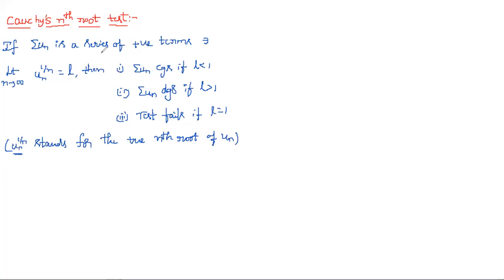Okay, so here is what we are saying. Whatever tests we use here all come under positive series, positive terms. So we said summation un is a series of positive terms, and for applying Cauchy's nth root test it has to satisfy the condition limit n tends to infinity un power 1 by n is equal to L. L is nothing but the limit value we get. If L is less than 1, then summation un is convergent, and if it is greater than 1, the series is divergent, and the test fails if L is equal to 1.